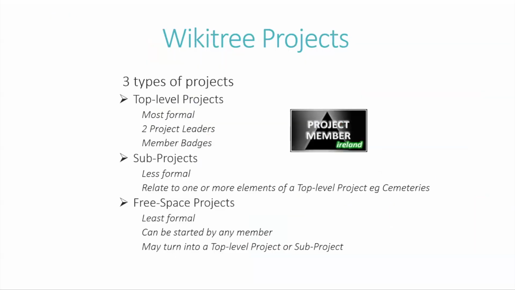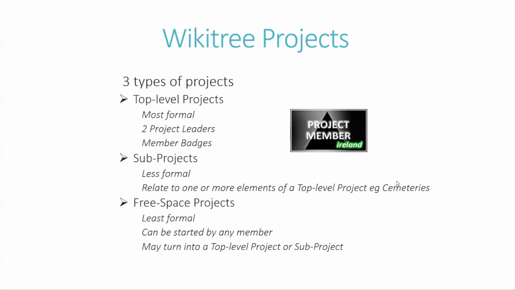Which leads us to the concept of projects. And I'm really conscious of the time, but I'm nearing the end. So there are three types of projects in WikiTree. There are top-level projects, which are very formal, and you must have two project leaders. For example, the country of Ireland is a project.